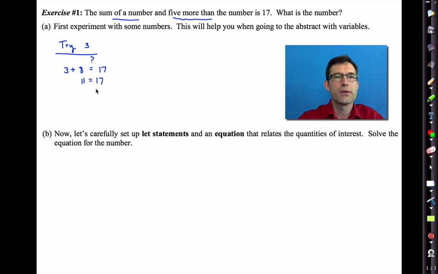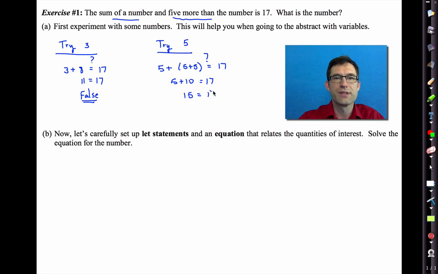Well, nope, that's false. Okay, so clearly 3 is not the right number. Let's try something else. I don't know, we'll try 5. All right, so the sum of a number, 5, plus a number 5 more than 5. Here, let me actually even do this so that we really get it. Well, that's going to be 5 plus 10 equals 17. 15 equals 17. Closer, right? Almost true, but still not. So 5's not the right answer.